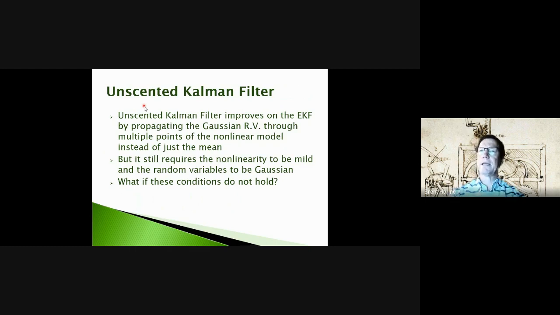So there's an improvement on that called the unscented Kalman filter. Rumor has it that they called it unscented because they felt like the extended Kalman filter kind of stunk. I don't know if that's an urban legend though. The unscented Kalman filter improves on the extended Kalman filter by propagating the Gaussian random variable through multiple points of the nonlinear model instead of just the mean, or that A. So it still requires the nonlinearity to be, quote unquote, mild and the random variables to be Gaussian.